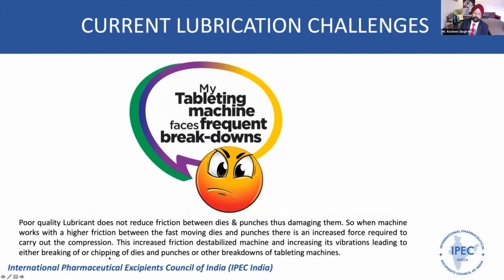Now, if the dies and punches are not lubricated, it can further lead to machine breakdowns. These lubricants will not reduce the friction and will damage dies and punches. The machine works with higher friction, and then increased force is required to carry out the compression. Increased friction destabilizes the machine. Its vibrations increase, leading to breaking or chipping off of dies and punches and other breakdowns of tableting machines. So it's a set of reactions triggered off from non-lubrication of dies and punches, and then it goes up to scrapping off of the machine. It can be such a serious thing.